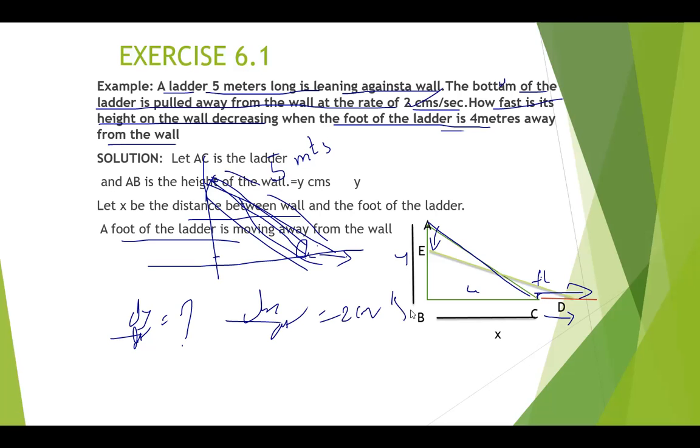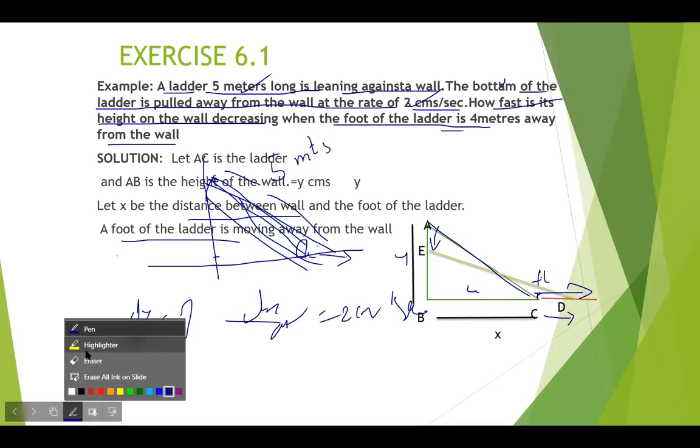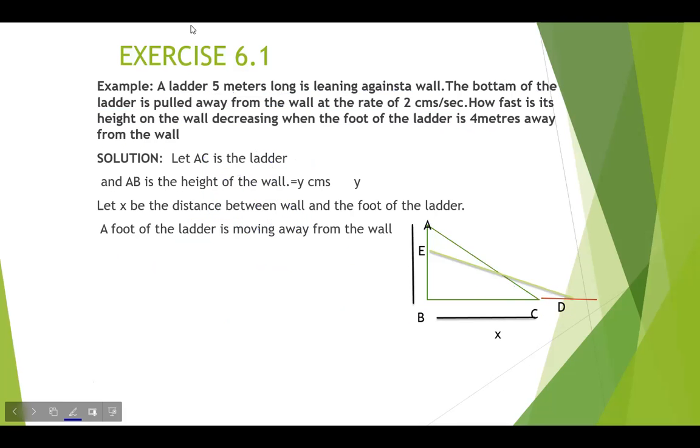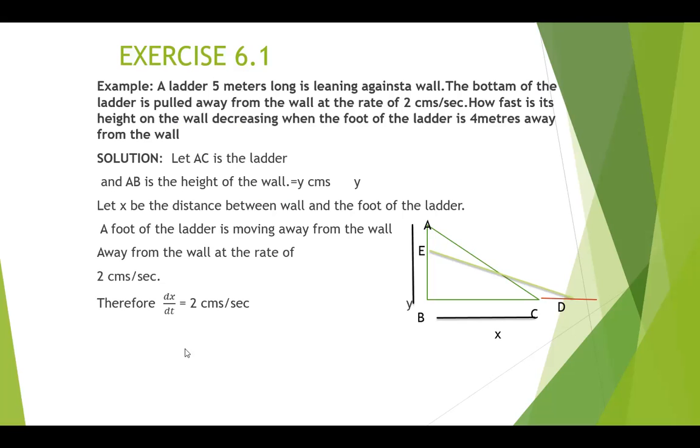Okay. Now you note the units here. The ladder length is in terms of meters and the rate at which these are changing is in centimeters. So the first thing we have to do is convert either the changes into meters or the length of the ladder into centimeters. Let me convert the length of the ladder into centimeters only. Dx upon dt is 2 centimeters per second.